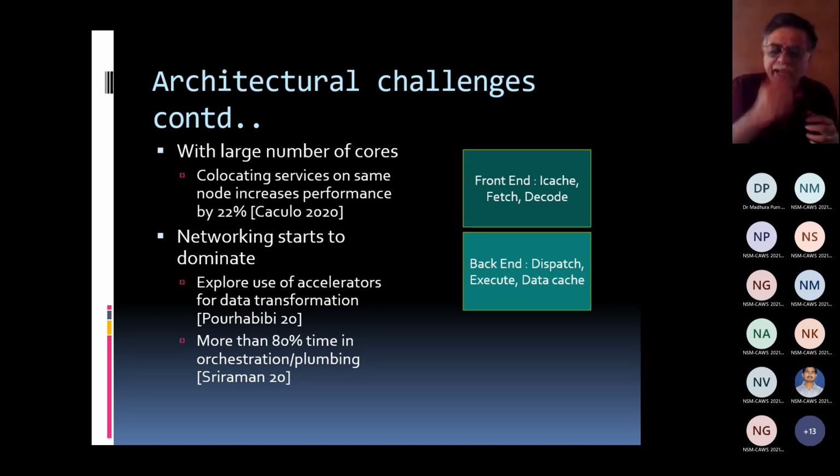Can we use accelerators for doing things like compression? Or can we use accelerators for doing things like encryption, if encryption is required? So this is an area where people are starting to look and say, maybe these are potential ways for how architecture needs to respond to handling things like microservices.